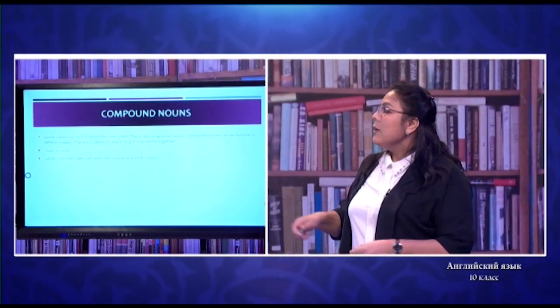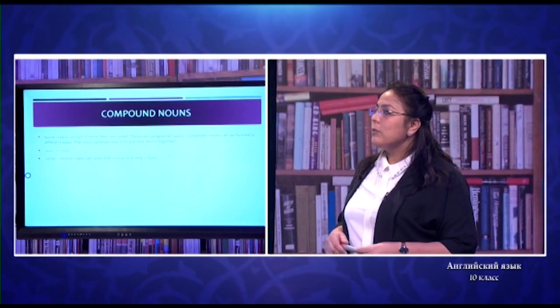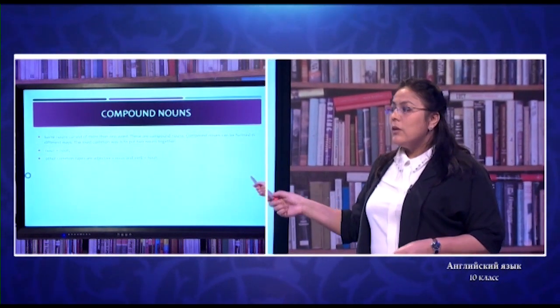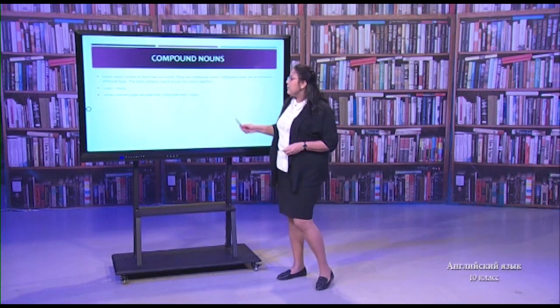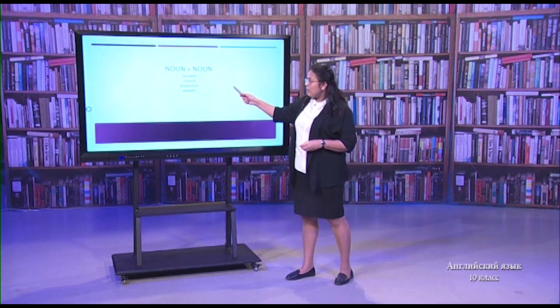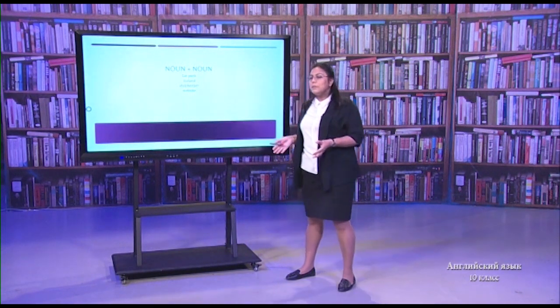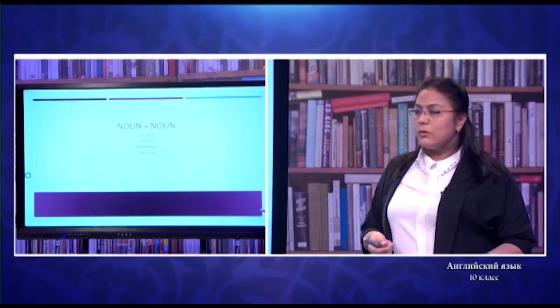This means compound nouns can be formed in different ways. The most common way is to put two nouns together, noun plus noun. Or other common types are adjective plus noun and verb plus noun. So, noun plus noun, we have examples. They are car and park. Car is a machine. Park is a place, but both together make car park, where you leave your car.